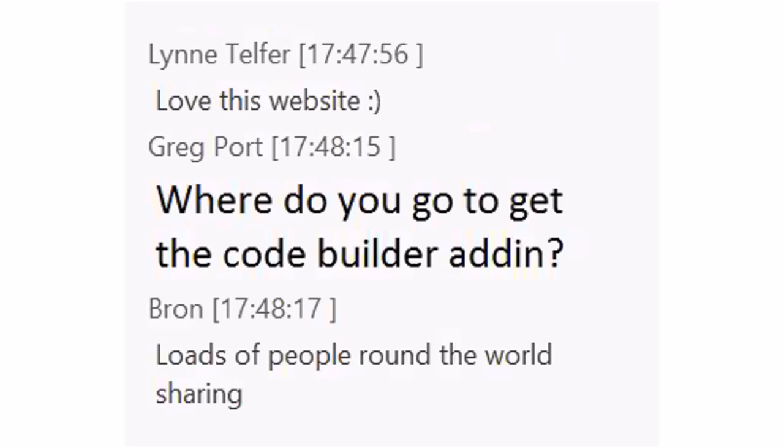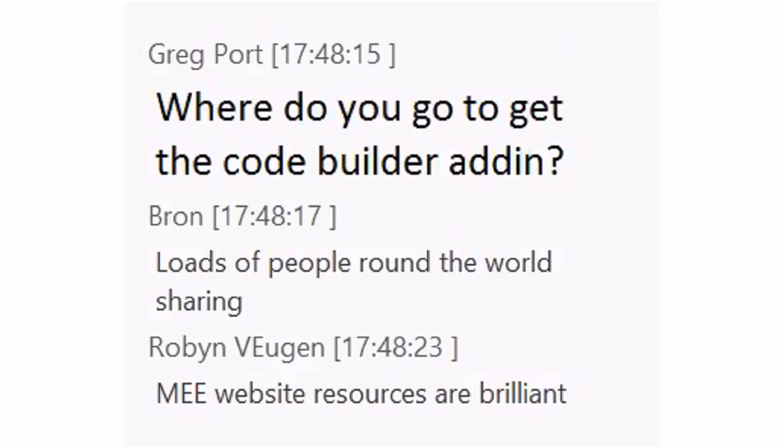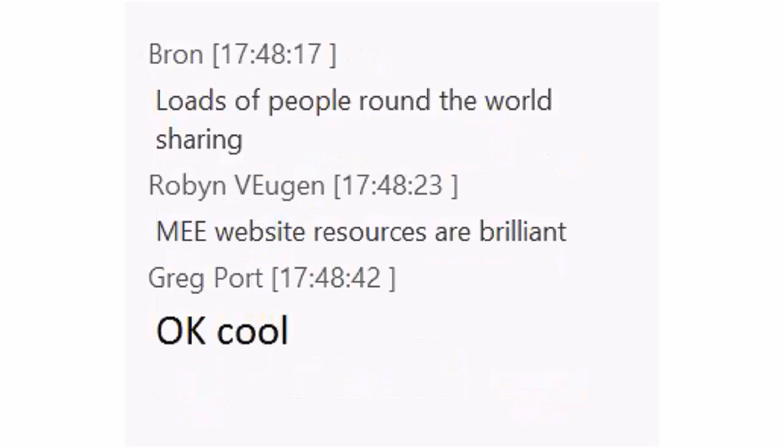Have a look on the education.minecraft.net website there, Greg, and you'll be able to download the code builder if you go to Get Started, or you can go to Support and go to Download, and you'll be able to download the code builder version and watch a little training on how that gets going in your classroom. So lots of different ways to engage.